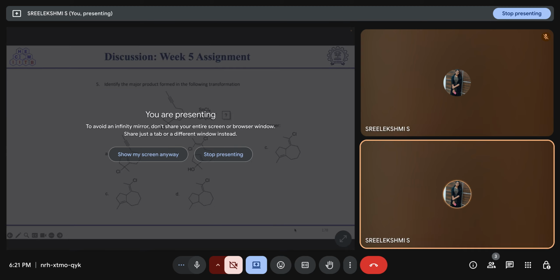Moving to the next question, identify the reagents causing the following transformation. So this compound is converted into this particular compound. Out of this reagent combination, which can give this transformation?